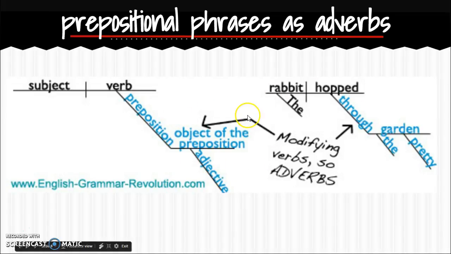Here we have an adverb modifying a verb, and it's a prepositional phrase modifying the verb being used as an adverb. So we start with the preposition on the diagonal line, the noun, which is the object of the preposition, on the straight line, and any modifiers or adjectives underneath that. So I have the rabbit hopped through the pretty garden. Through is my preposition. Through what? Through the garden. There's my noun. And then I've got two adjectives that describe the garden.